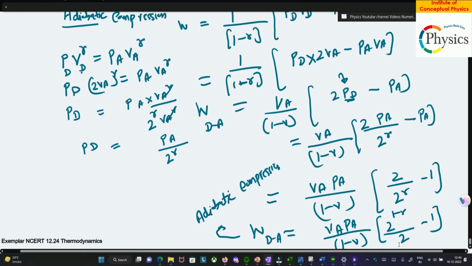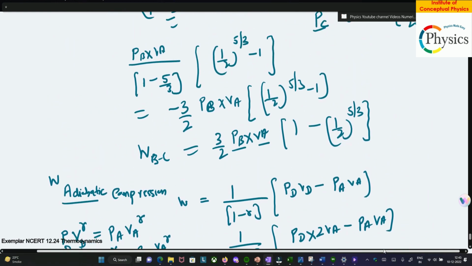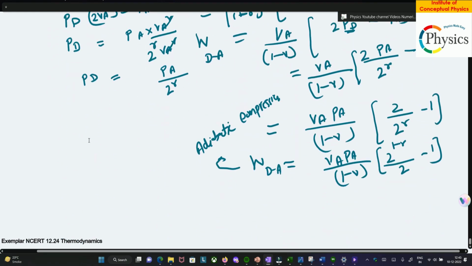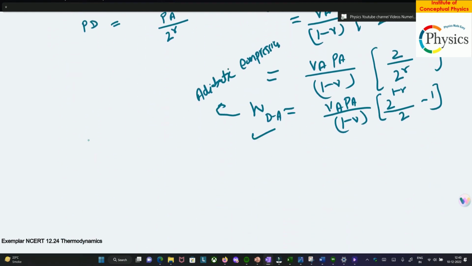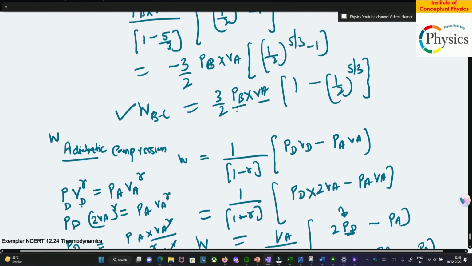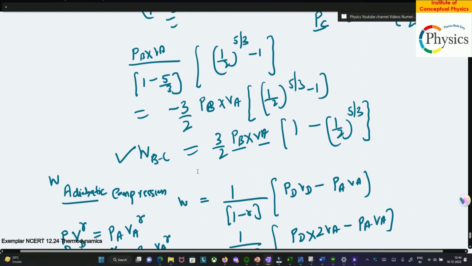You have the work done during the adiabatic expansion, WBC. You also have the work done during the adiabatic compression, which is this. The total work done is the sum of work done during the adiabatic expansion and the adiabatic compression. What you need to do now is just add these two works. Okay, you can write this as work done.